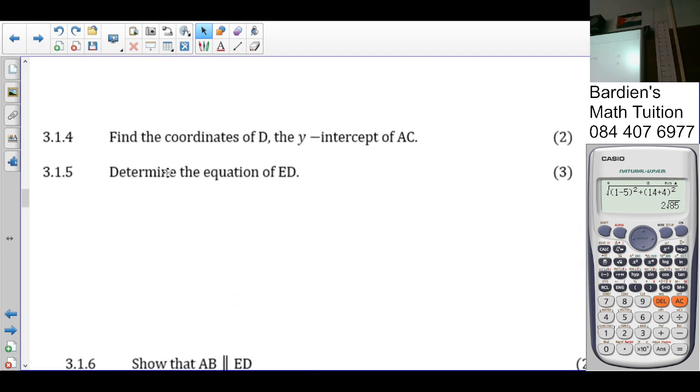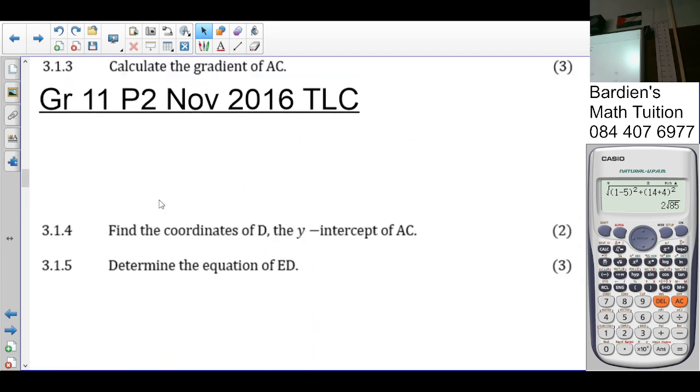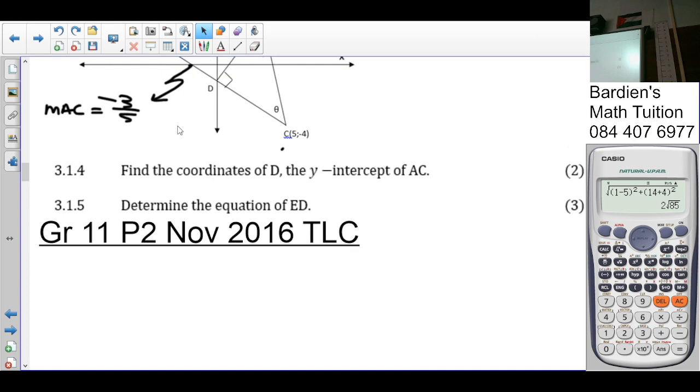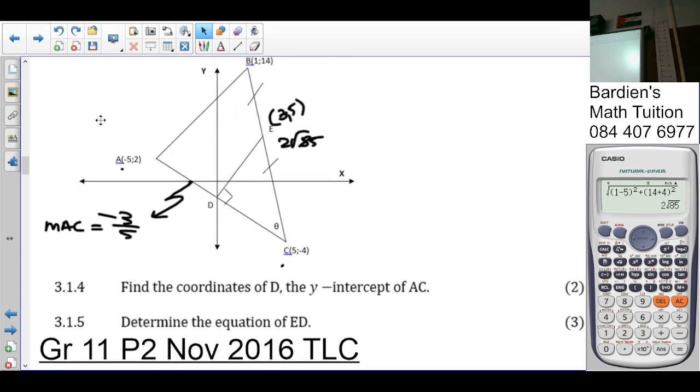Okay, so let's go to the next question. We are asked to find the coordinates of D, the y-intercept of AC. At this point, they didn't ask us to work out the equation of AC. It was only the gradient. Is that correct?